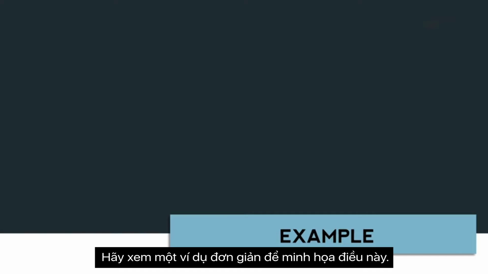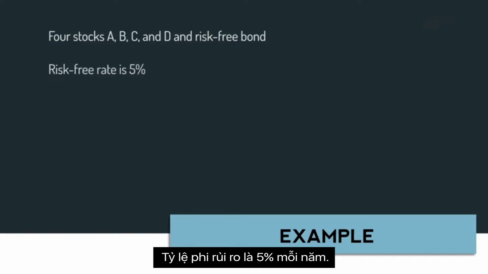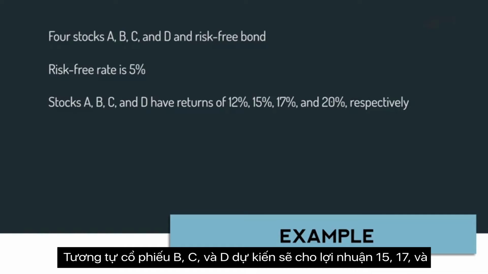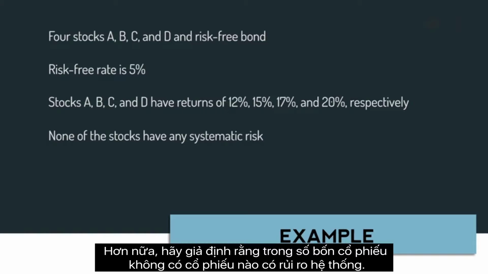Let's look at a simple example to illustrate this. Say there are 4 stocks A, B, C and D, and there is a risk-free bond. The risk-free rate is 5% per year. Stock A is expected to give a return of 12% over the next 1 year. Similarly, stocks B, C and D are expected to give returns of 15, 17 and 20% respectively over the next 1 year. Further, let's assume that none of the 4 stocks have any systematic risk.